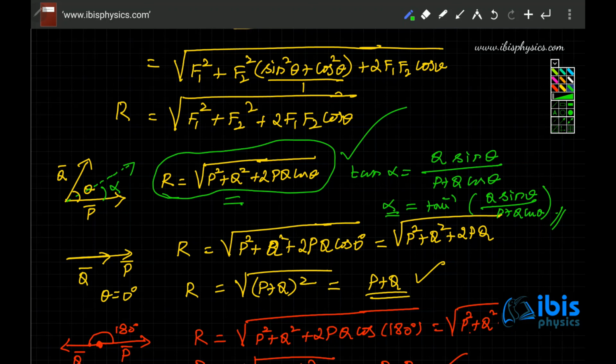In the subsequent videos, we'll see how we can represent vectors with the help of a coordinate system, and then how to use that in solving problems.